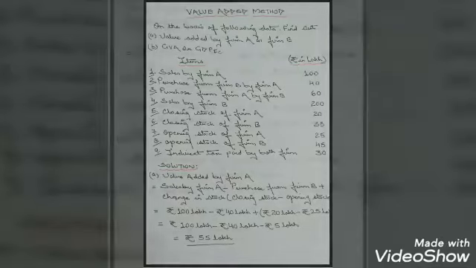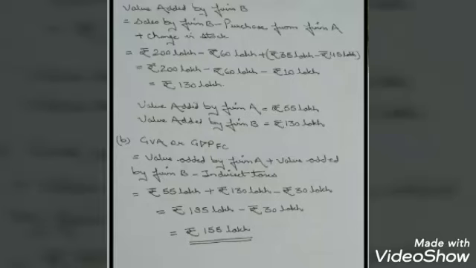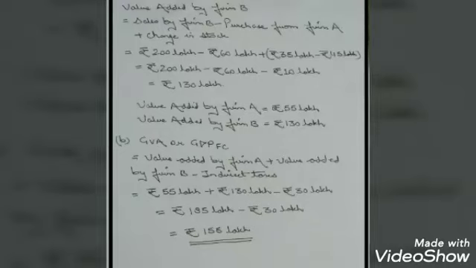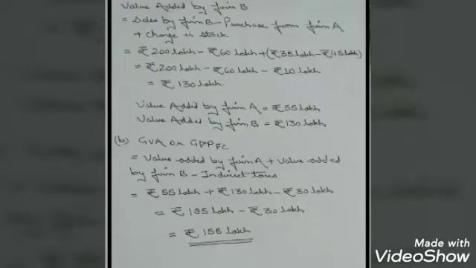Now let's find out value added by firm B. Again you have sales by firm B, which is rupees 200 lakh. Then if you see, purchase from firm A by firm B, that is 60 lakhs. So minus 60 lakhs and plus change in stock, that is closing stock minus opening stock. So closing stock of firm B is 35 lakh and opening stock of firm B is 45 lakh. So if we deduct 45 from 35, you get minus 10 lakh. So 200 lakh minus 60 lakh minus 10 lakh, that comes to rupees 130 lakh.